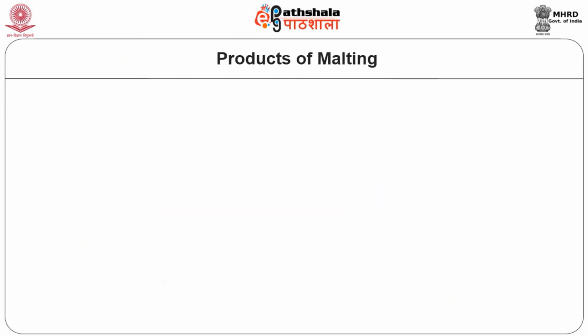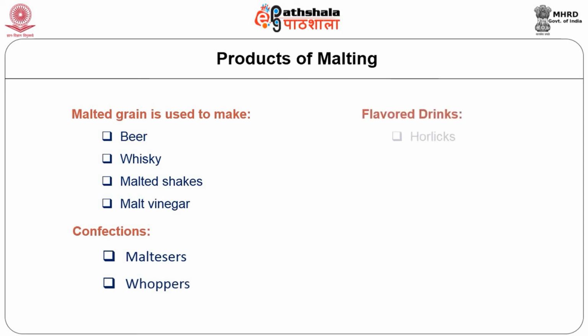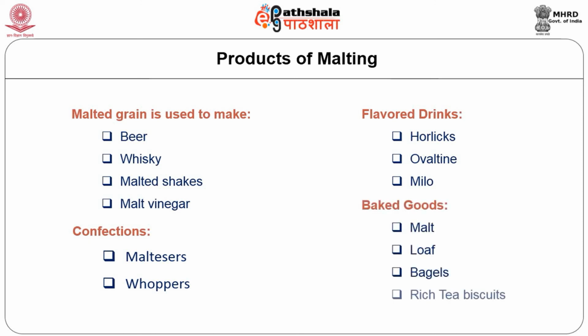What are the different products of malting? So, what are the different food products that you can make? The malted grain is used to make beer, whiskey, malted milkshakes, malt vinegar, confections such as Maltesers and Whoppers, flavored drinks such as Horlicks, Ovaltine, Milo, ragi malt is also available here, and some baked goods such as malt loaf, bagels, which is a western bread, and rich tea biscuits.